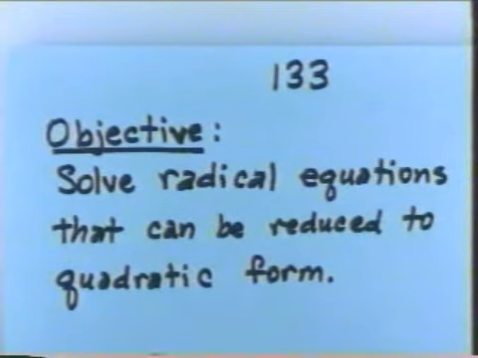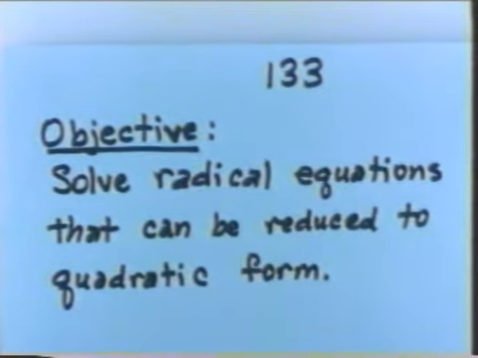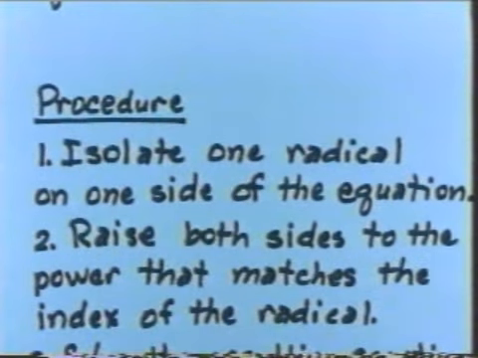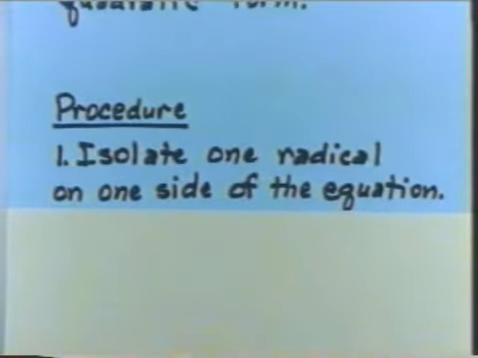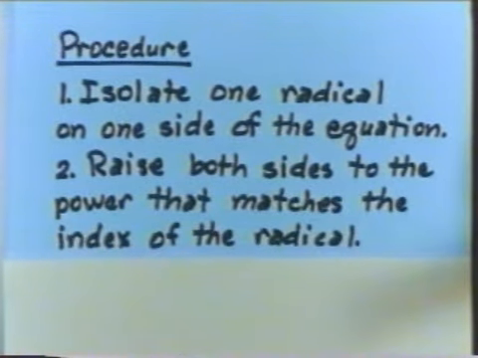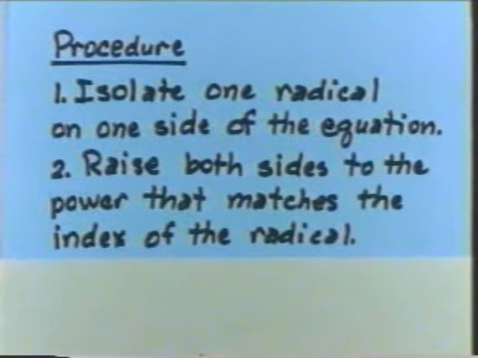Let's begin by going through the procedure that we follow for solving a radical equation. The procedure is, first, to isolate one radical on one side of the equation. Second, we raise both sides of the equation to the power that matches the index of the radical.